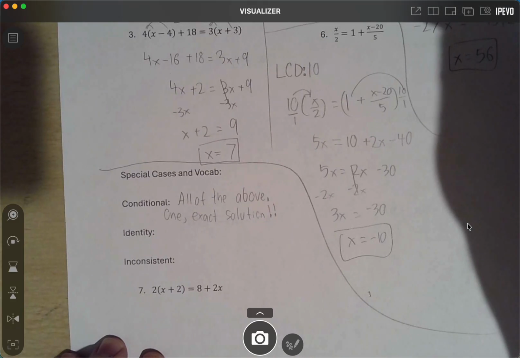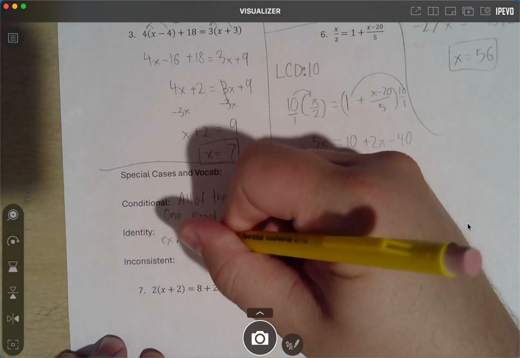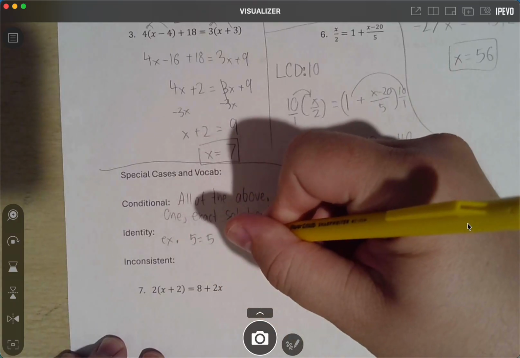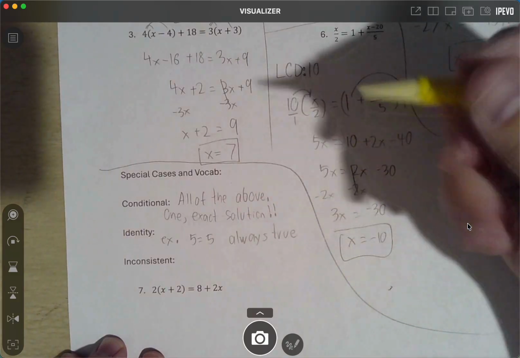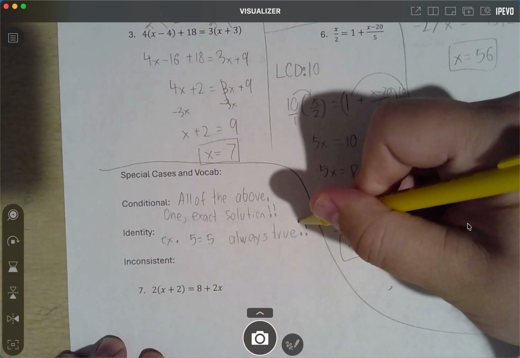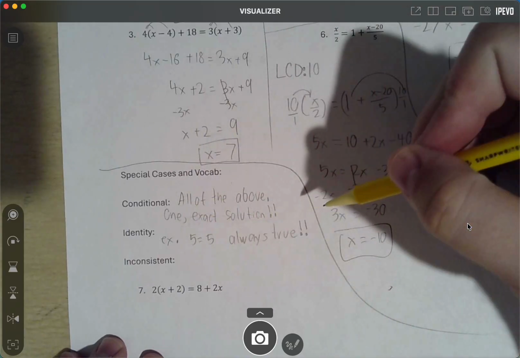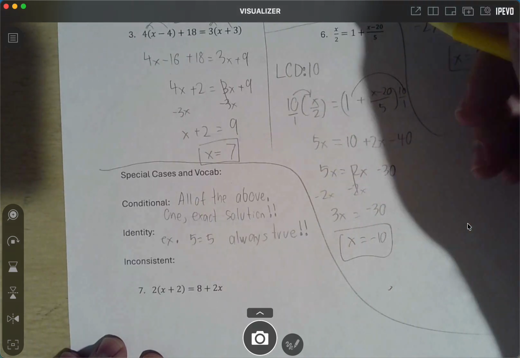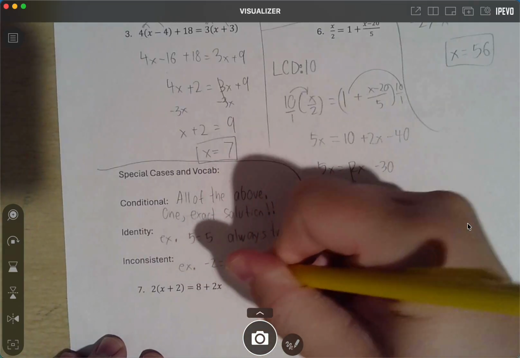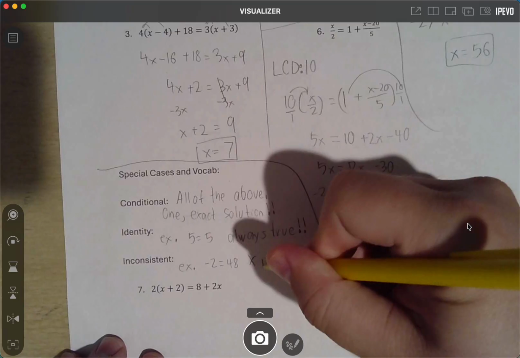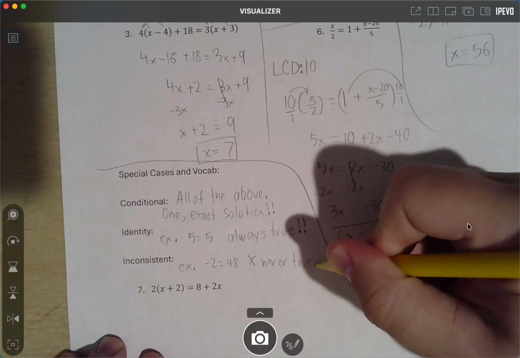Now there are identity equations. These are special where you end up getting 5 equals 5, which is what we call always true. And that's what makes it an identity, is that the algebra ends up disappearing and you end up getting a weird answer like 5 equals 5, and so you're good to go. And finally, there's inconsistent, which would be an example where maybe you get something like negative 2 equals 48, and that's never true. And that's a mathematician's way of saying inconsistent.